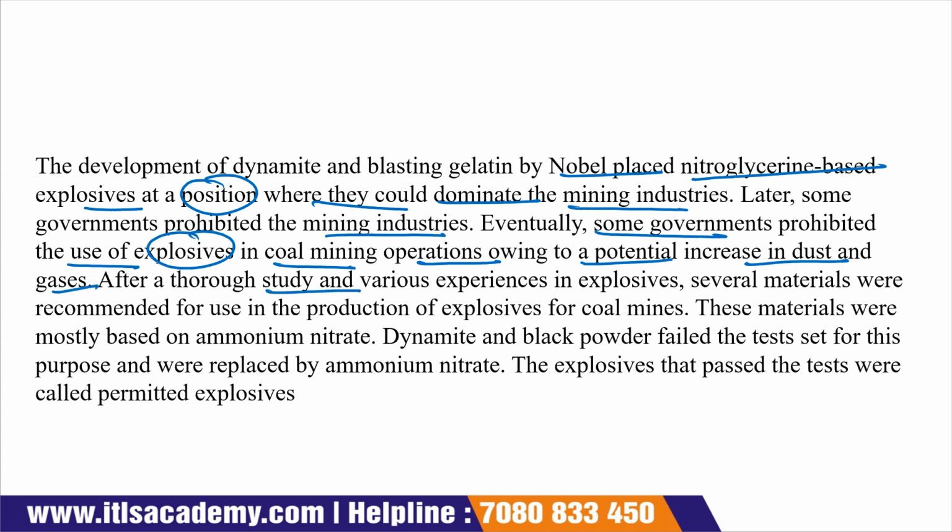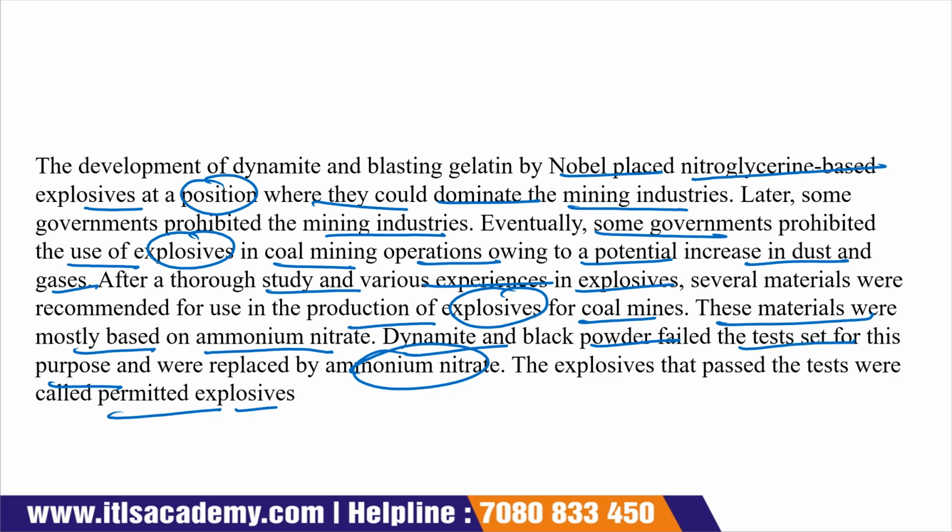After studies and various experiments with explosives, different materials were recommended for the production of explosives for coal mines. These materials were mostly based on ammonium nitrate. Dynamite and black powder failed the tests set for this purpose and were replaced by ammonium nitrate. The explosives that passed the test were called permitted explosives.